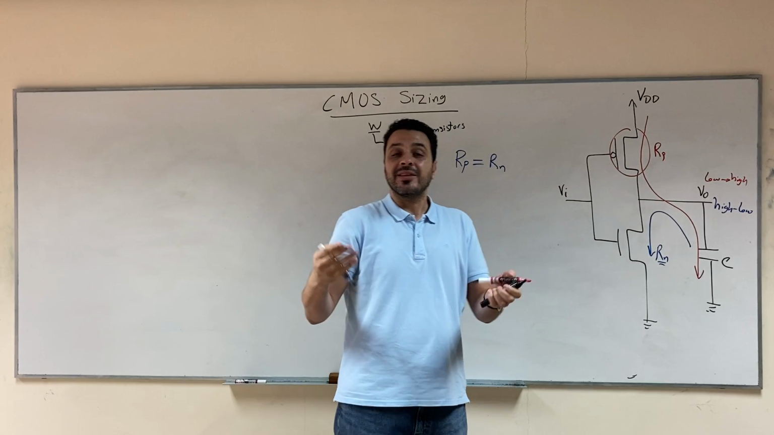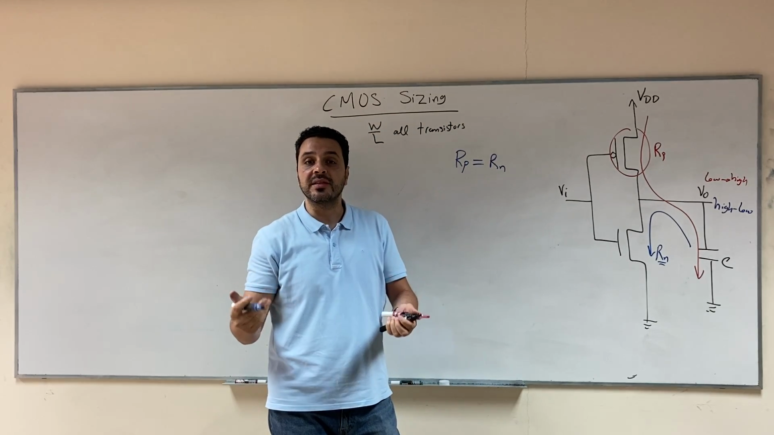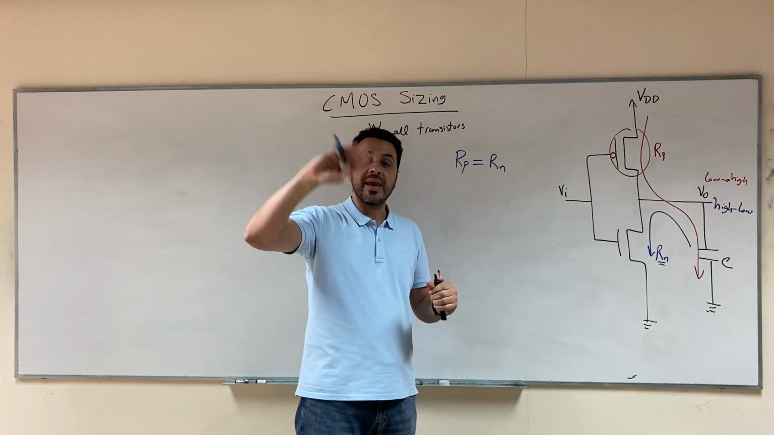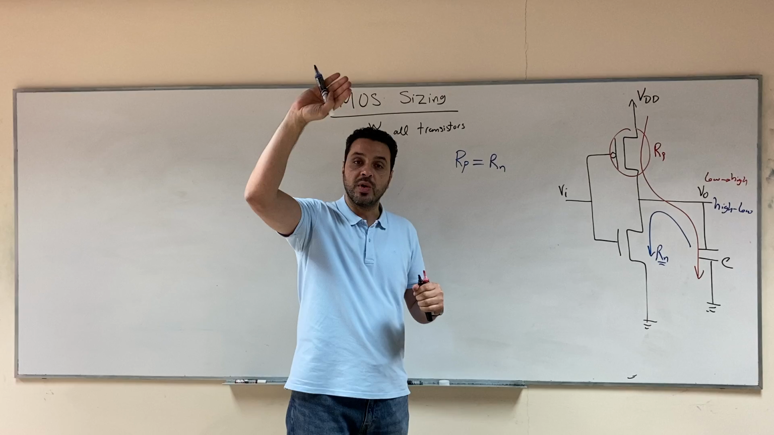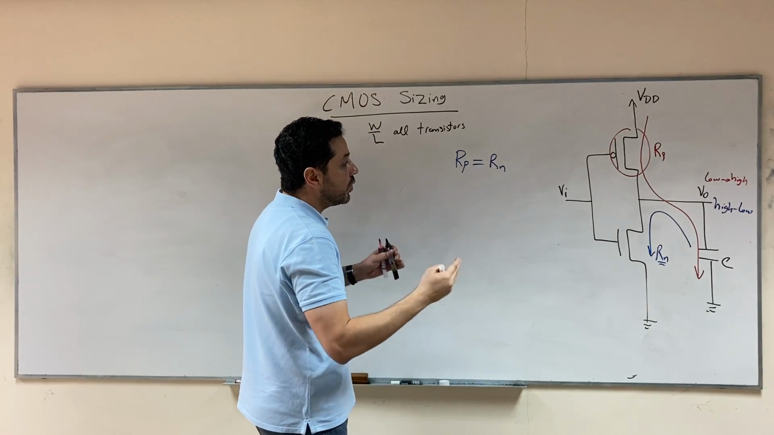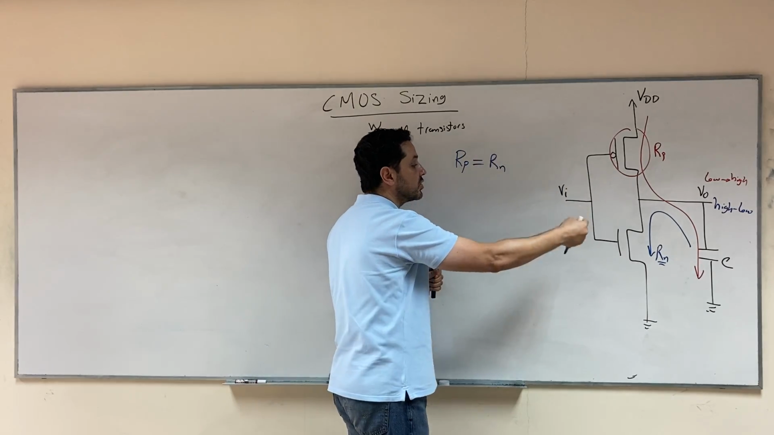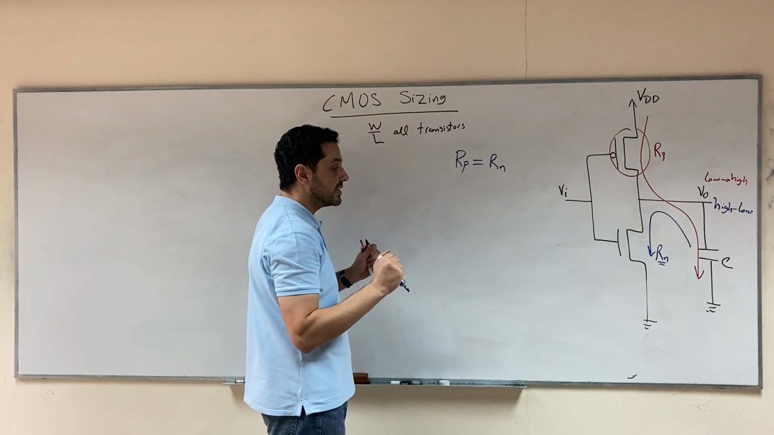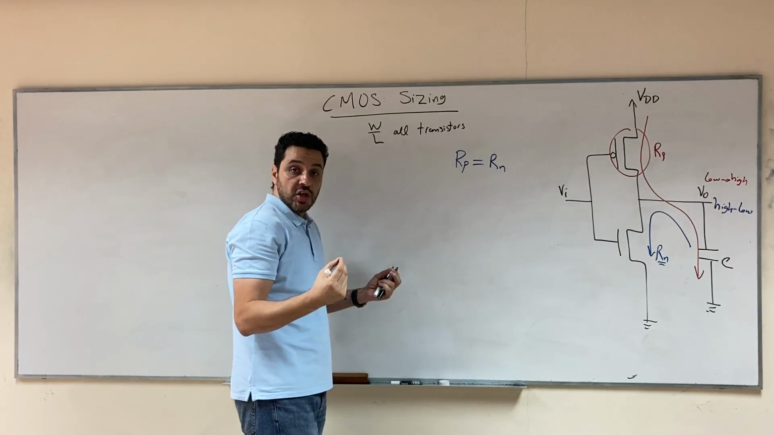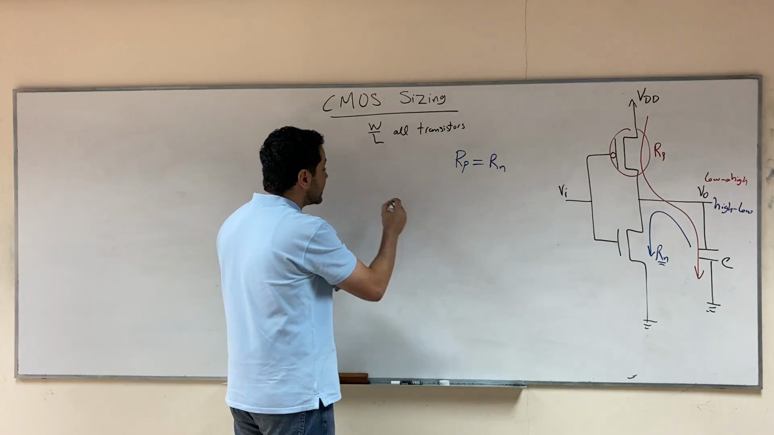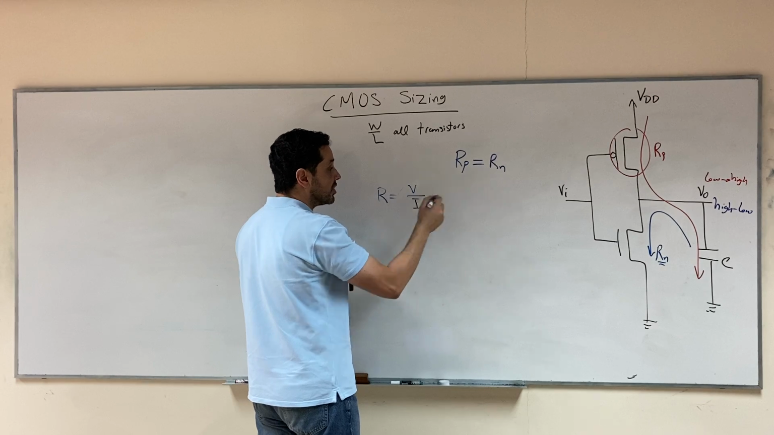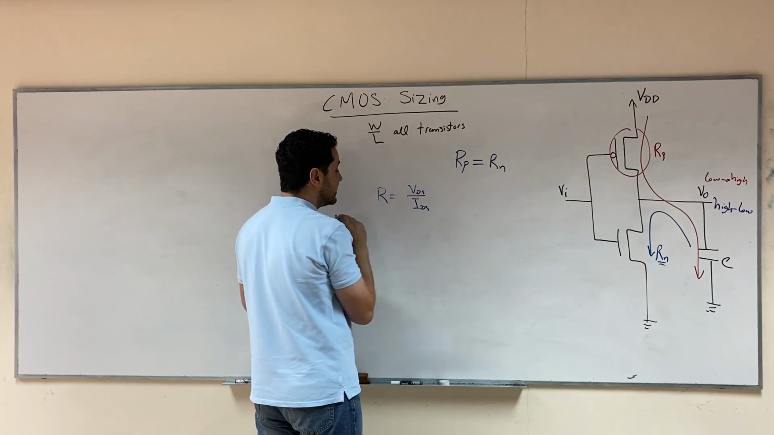So this is something that we prefer when we design the CMOS inverter, so that the time the output voltage takes to go up or to go down is symmetric, the same. So we need to design the resistance of the PMOS transistor to be similar to the resistance of the NMOS transistor. The resistance of any transistor is basically the voltage over the current, the voltage VDS over the current IDS.